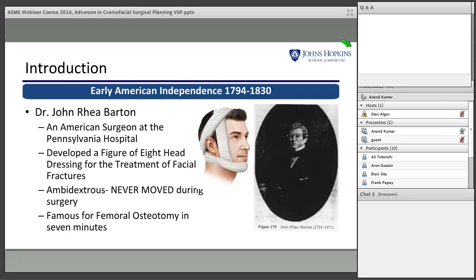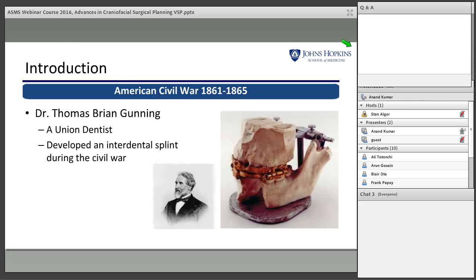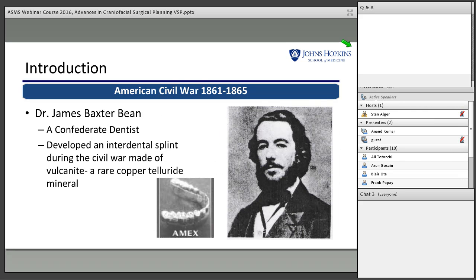The next development in facial skeletal surgery came during the American Civil War. Thomas Bryan Gunning was a Union dentist and part of the Union Army, and he is credited with the development of the interdental splint during the Civil War. His Confederate counterpart, Dr. James Baxter Bean, was also instrumental in the development of interdental splints and vulcanite, which is a rare copper telluride mineral.